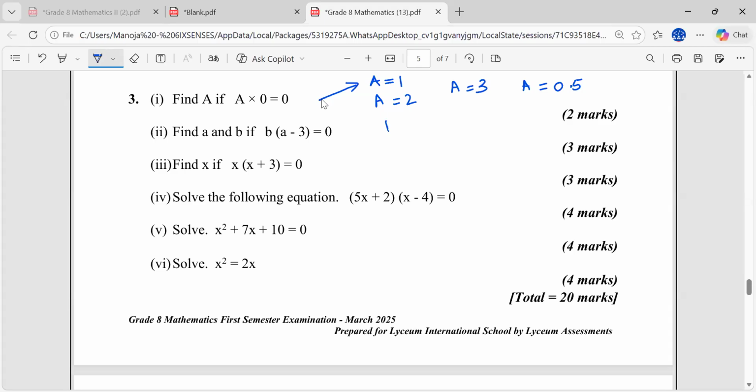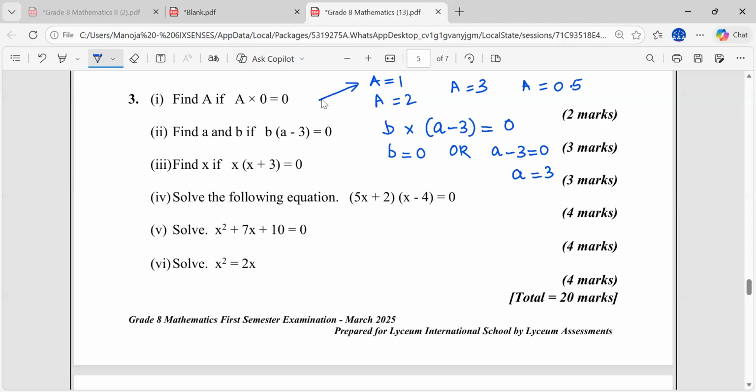And the next one, find A and B if B times A minus 3 is equal to 0. Here, either B can be equal to 0 or A minus 3 can be equal to 0. That means A is equal to 3, right? To get the answer 0, when you multiply these two values, either B should be 0 or the bracket component A minus 3 should be 0. If A minus 3 is 0, A is equal to positive 3, right?